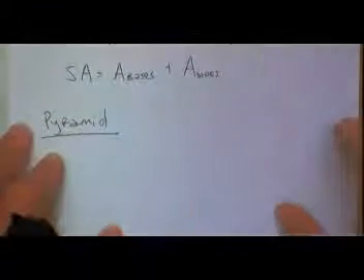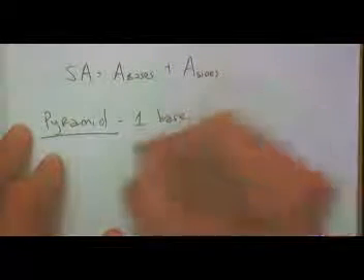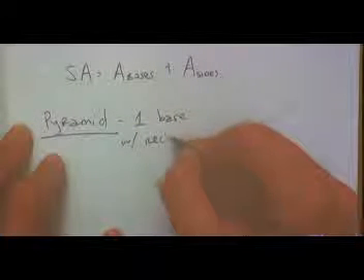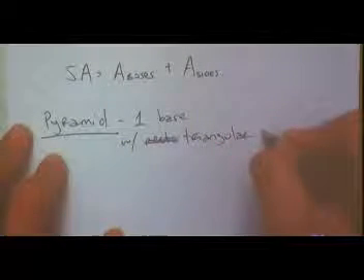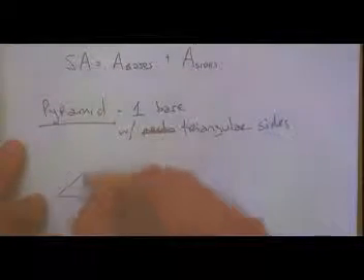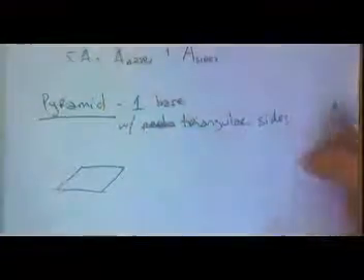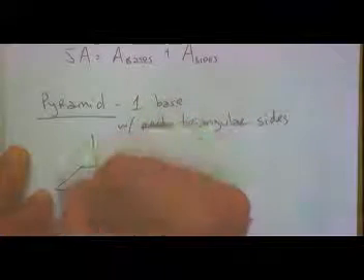So we're going to talk about the pyramid. Also, I would like you to draw one. It has one base with triangular sides. A pyramid is really defined as having triangular sides. If I wanted to draw it, draw yourself a slanty rectangle, otherwise known as a parallelogram. Put a point and draw lines to each side.